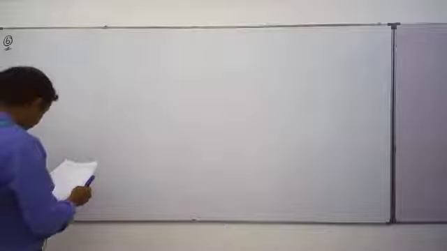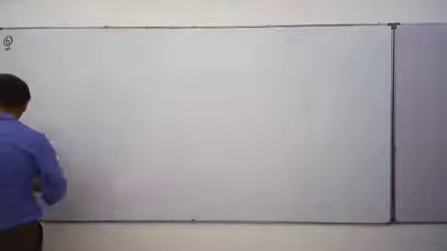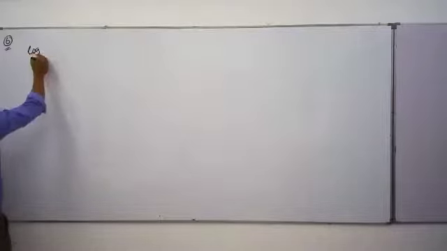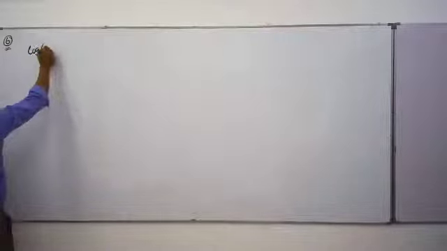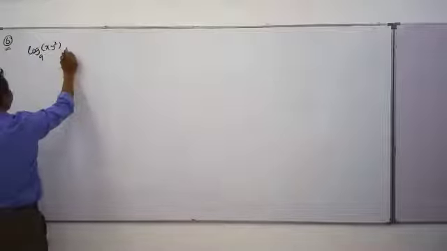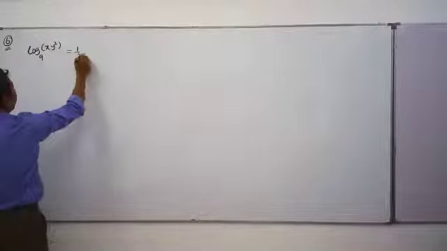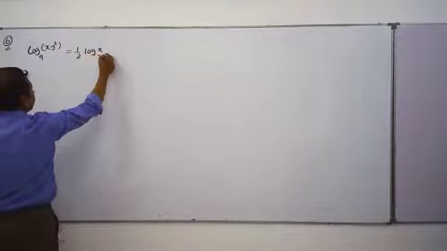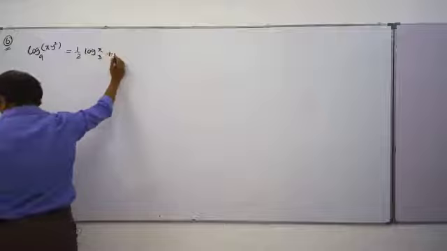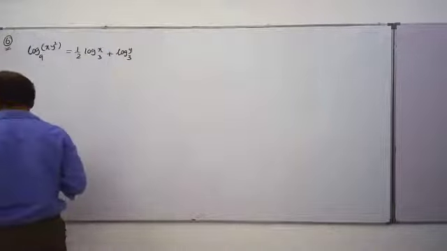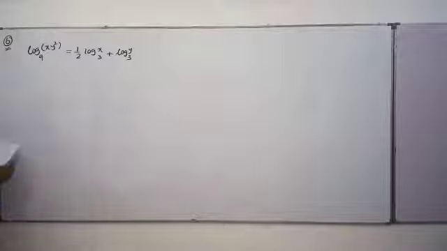Okay, number 6, it is log base 9 of xy squared equals half log x to the base 3 plus log y to the base 3. This is what we have to prove, right? We start from here, people.